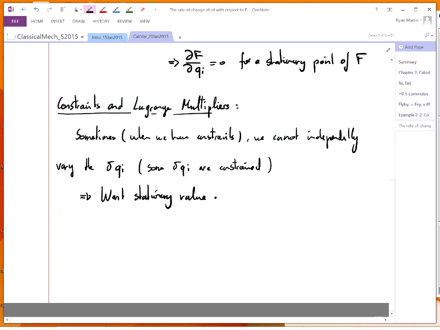So we want a stationary value of F, which is going to depend on q1 all the way to qn, subject to the constraints. And the constraint is going to be given by some equation. And I'll write that equation as a function of the variables q1 to qn equals 0.